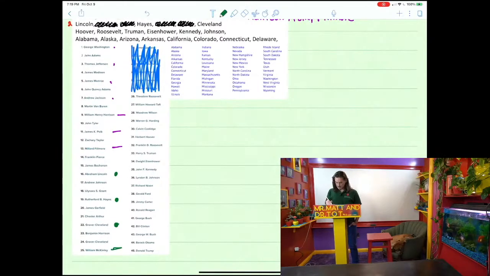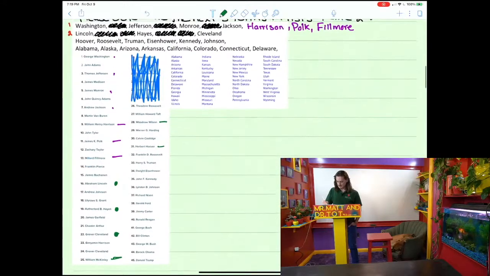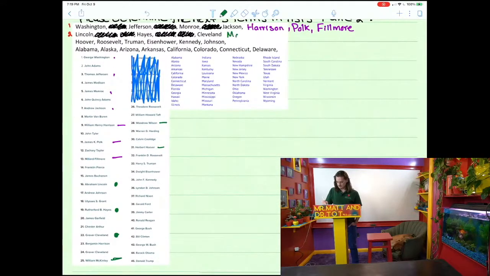And then skip two, so then Wilson. And then skip two, so then Hoover. So we would have McKinley, Wilson, and Hoover.